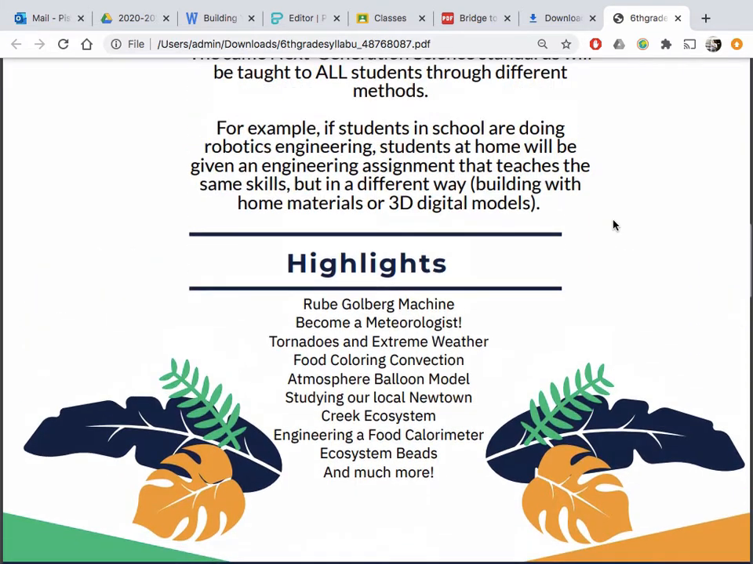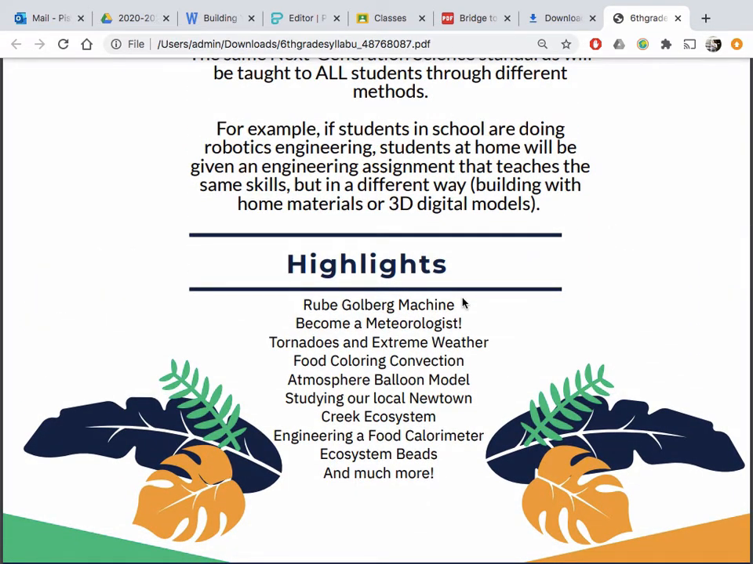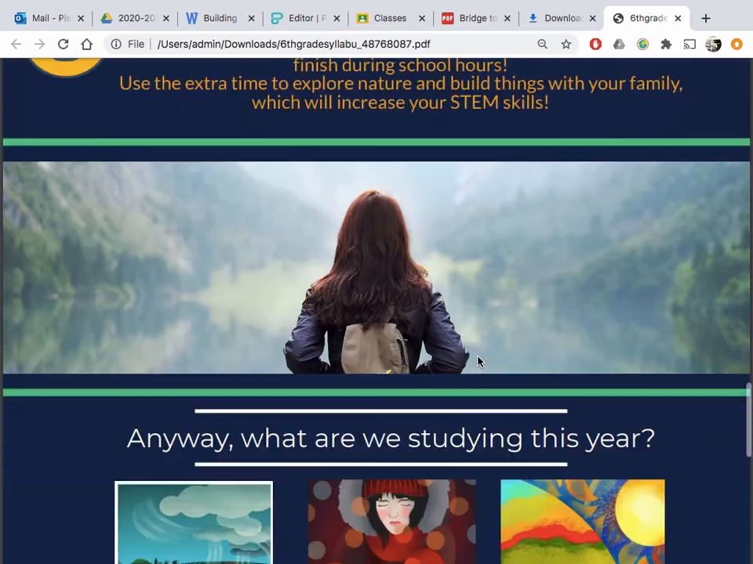So some of our highlights this year. Rube Goldberg machine. We're starting that soon, and it is a really fun home assignment. Act like a meteorologist, a weatherman or a weatherwoman. Tornadoes, extreme weather. Food coloring, convection, you'll find out what that is. Atmosphere balloon, studying our local ecosystem, Newtown Creek, building a food calorimeter, ecosystem stuff. There's a lot of good stuff in 6th grade.